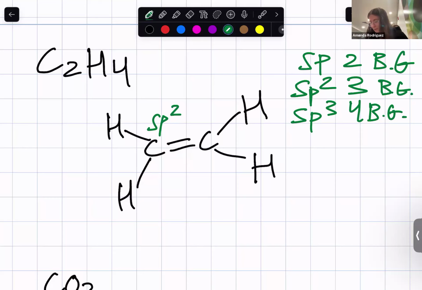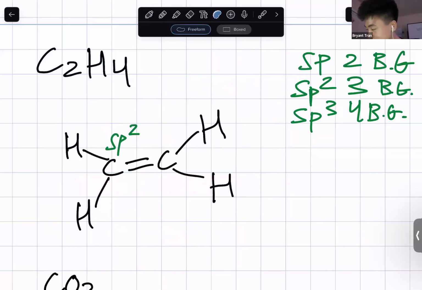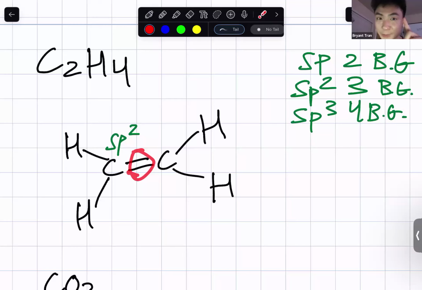I wasn't sure because there's only one pi bond. There's one pi bond, correct, which is this double bond right here. And we'll go over what pi bonds and sigma bonds are later. But this double bond here counts as one bonding group. So what would be the bond angle here for this sp2 carbon?